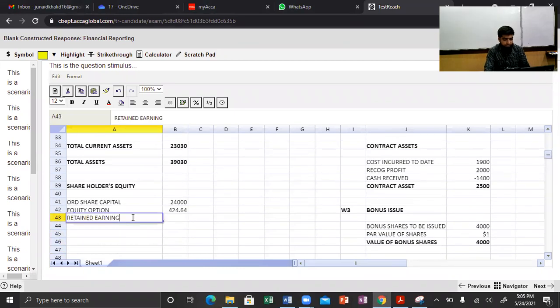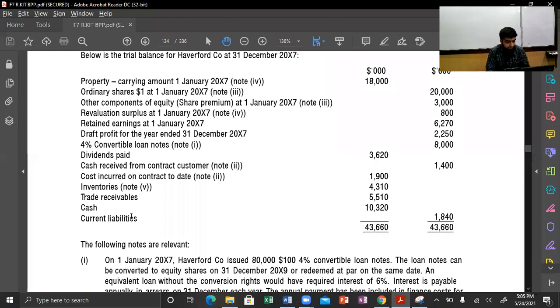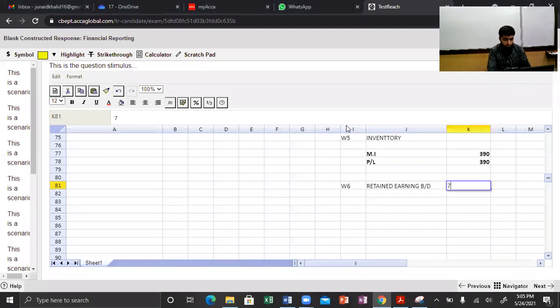So how are we going to work this out? Let's start with working six. That is the retained earning opening balance. The retained earning balance b/d, the opening balance which is given in the trial balance, is 6270, I guess. Am I right? Yes, 6270. 6270 is the retained earning opening balance.